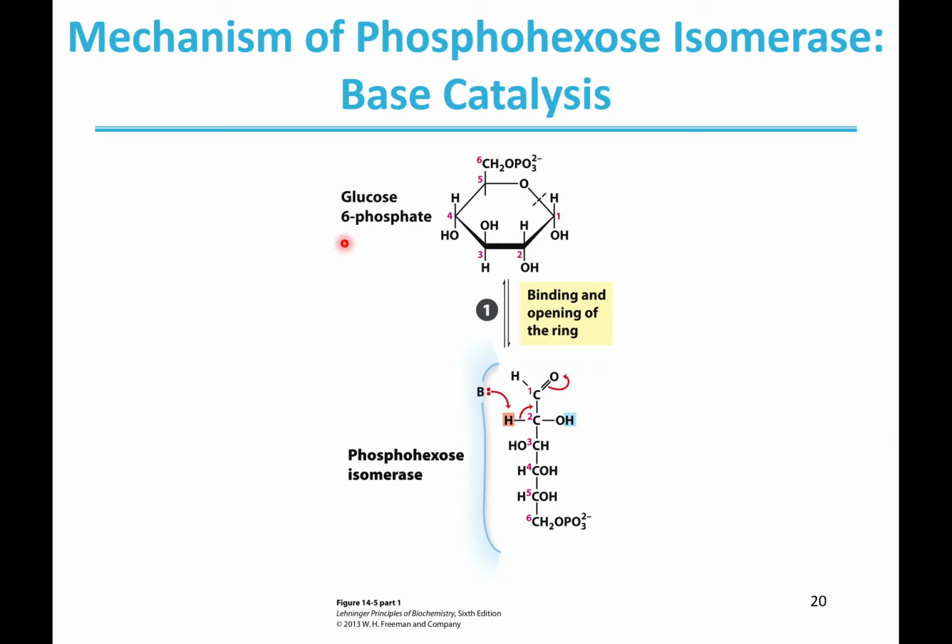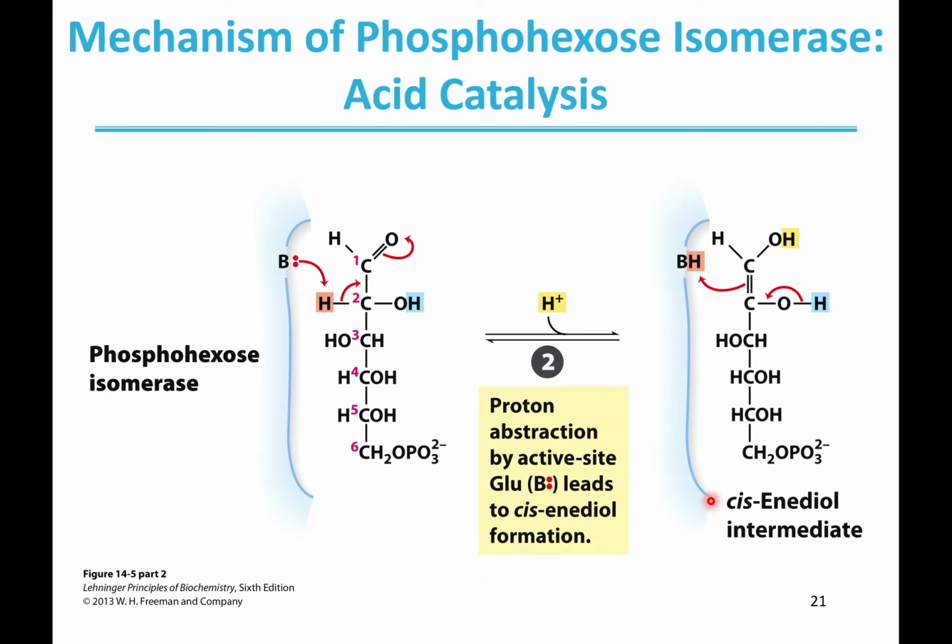Okay, so this is phosphohexose isomerase. Its substrate is glucose 6-phosphate. Okay, the first step, glucose 6-phosphate binds in the active site, and the ring opens. Okay, and we see that here. And it gets close to a residue. In this case, it's a glutamate residue that acts as a base in that it's going to abstract the proton at carbon 2 of glucose 6-phosphate. Okay, so it abstracts that proton.